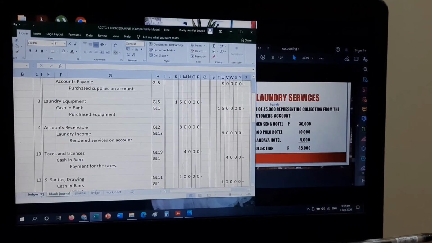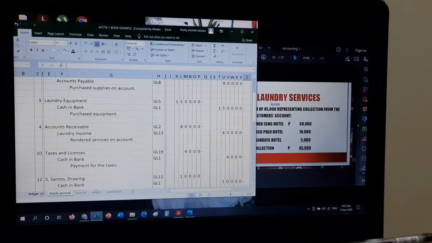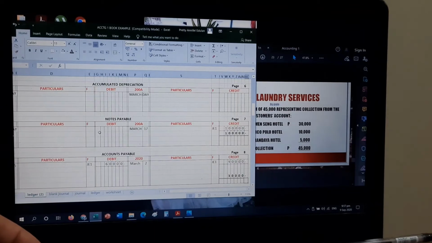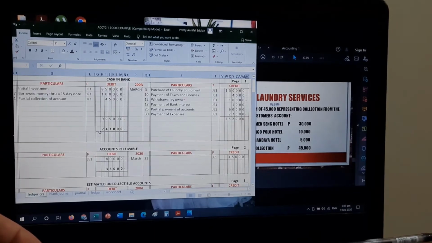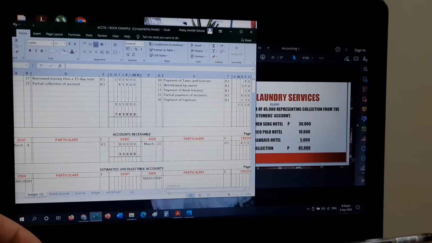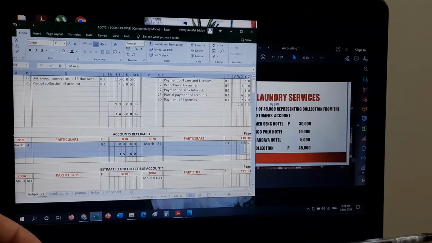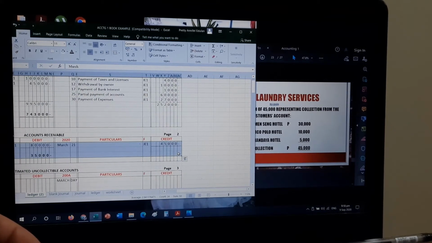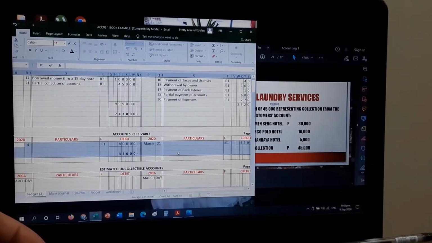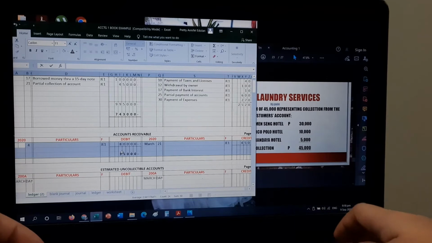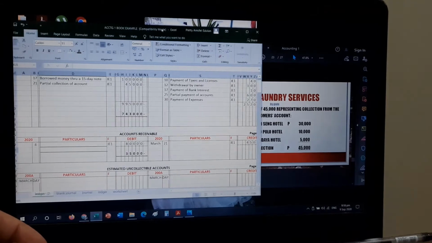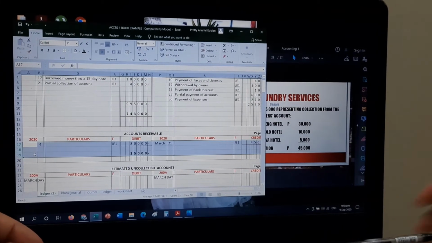So I will show you what it means: if you want to lessen the balance, you go to the opposite of the normal balance. I'll show you the ledger, how it is done. So for example, accounts receivable. Let's delete this first. Okay, here.